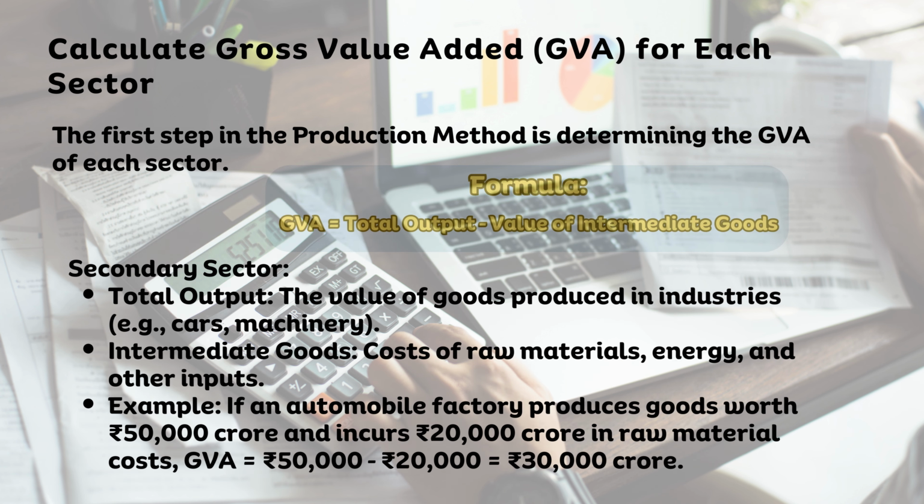Secondary sector. Total output, the value of goods produced in industries, for example cars, machinery. Intermediate goods, costs of raw materials, energy, and other inputs. Example: if an automobile factory produces goods worth 50,000 crore rupees and incurs 20,000 crore rupees in raw material costs, GVA is equal to 50,000 minus 20,000 is equal to 30,000 crore rupees.